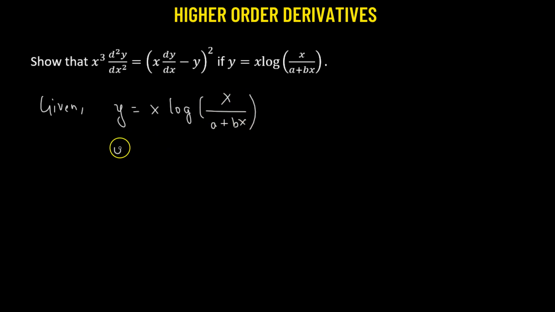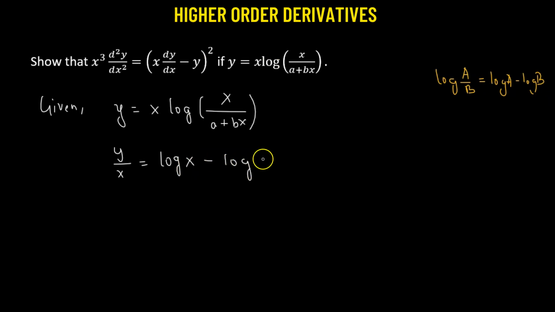We'll divide both sides by x, so that gives us y over x equals log of x divided by a plus bx. Here we'll use the property of logarithm. That means if we have log of a over b, that equals log of a minus log of b. That gives us log of x minus log of a plus bx. Fine. Now we'll take the derivative on both sides with respect to x.